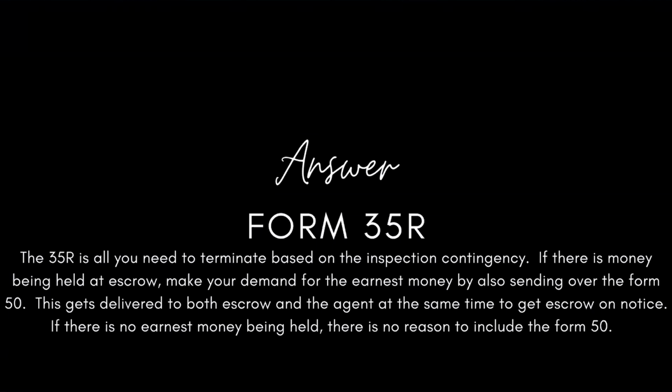So this is a 2-part question. The first part was with the earnest money, and if there is earnest money, you need to submit the Form 50. And as a slight tangent, the day that you submit the Form 50 starts a clock running with escrow, where the earnest money has to be claimed and dispersed or sent to arbitration. So you want to sign that Form 50 and make that demand as soon as you terminate this contract, delivered to escrow and the agent at the same time, just so escrow has notice. And if there's no earnest money being held, there's no need for a Form 50.